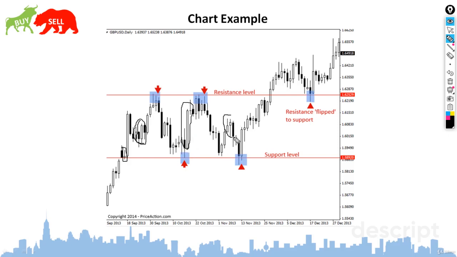Also a shooting star confirmed with a bearish engulfing pattern. Here also we have a bullish engulfing pattern. Here we have an unconfirmed bearish engulfing pattern. These things that we see right now are the basic things of a forex market.